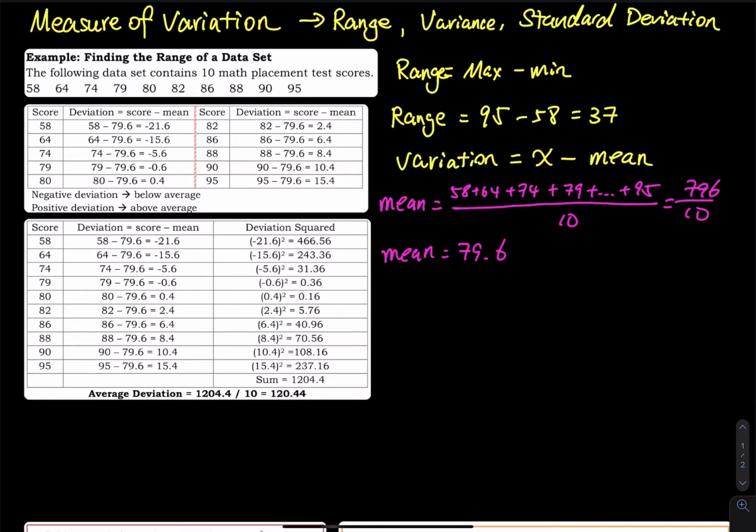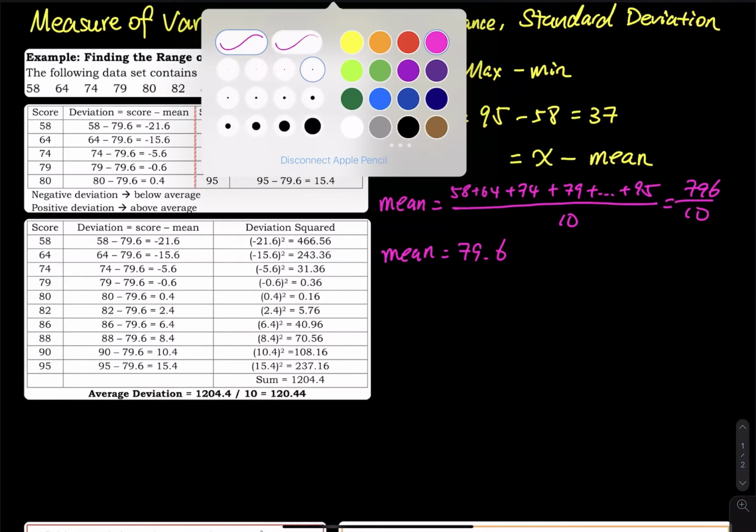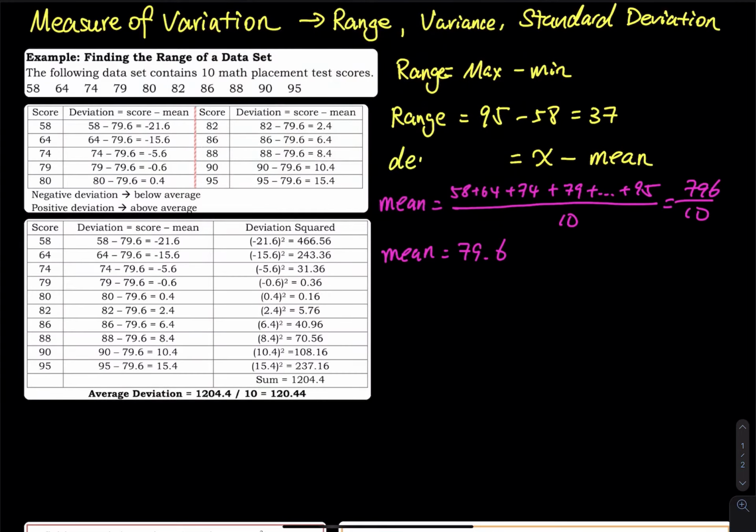Let me go back to correct this real quick because I don't think this word is right. It's not variation. I should use the word deviation. Deviation is equal to x minus the mean. So you compare your score to the whole class. The first score is 58, and I take 58 minus 79.6, I get a negative. The next score is 64. You take 64 minus the mean, 74 minus the mean, 79 minus the mean, and so on and so forth, right? Every time you take a score and subtract the mean, you get a deviation.